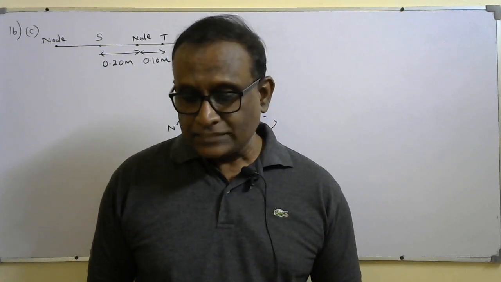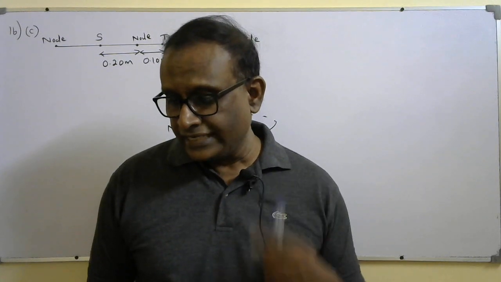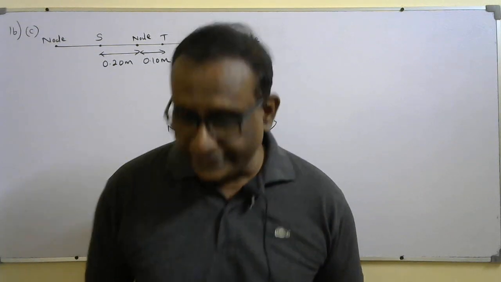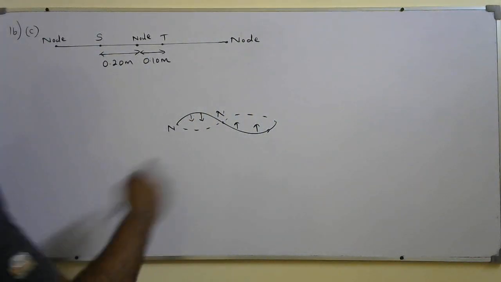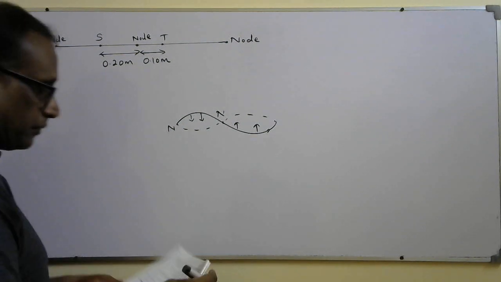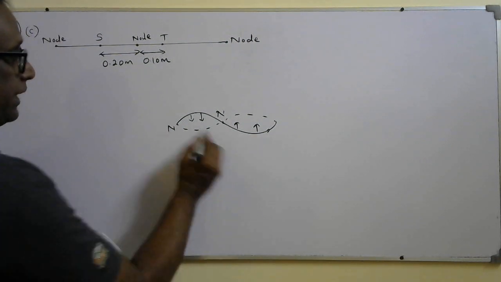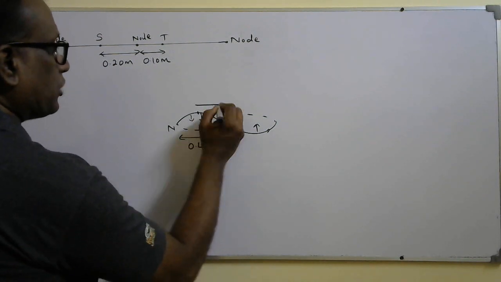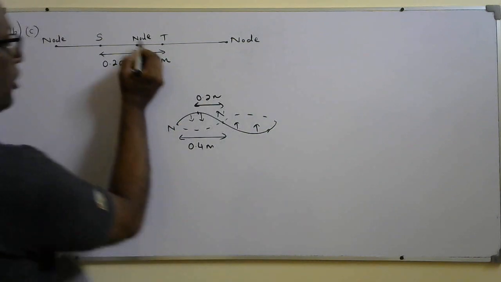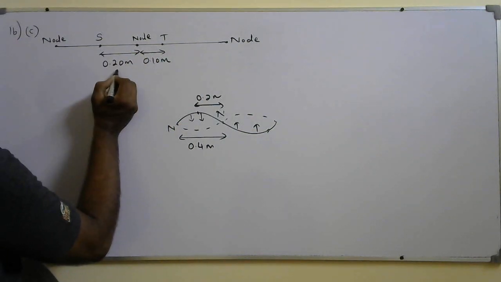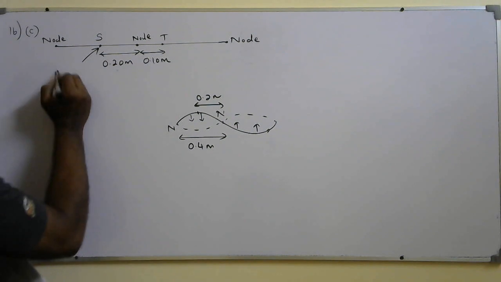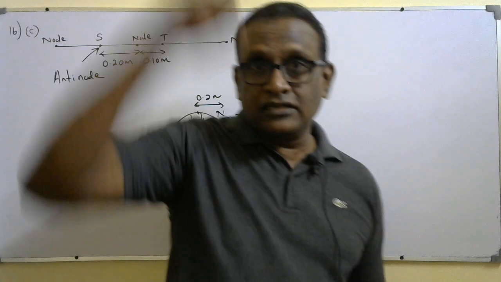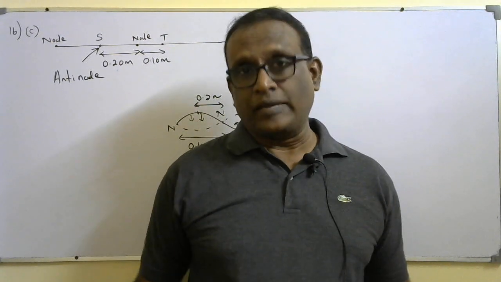Question C, second part. Explain how the amplitude of vibration of the string at point S compares with the amplitude of the vibration of the string at point T. Okay, so they are saying distance between node to node in this part C is 0.4 meter. So from node to node 0.4 meter means node to antinode will be 0.2 meter. So from the node, point S is at 0.2 meter. So S is an antinode that will have the oscillation with largest amplitude or maximum amplitude.